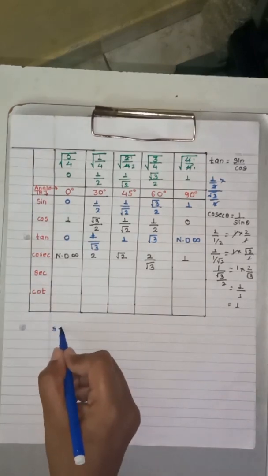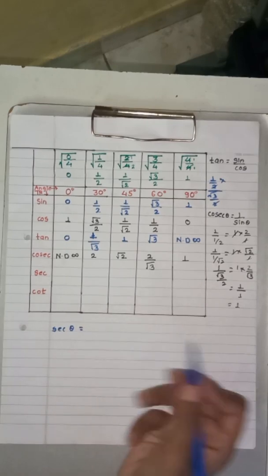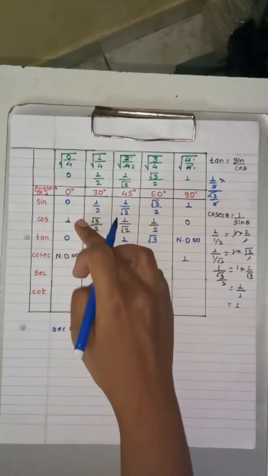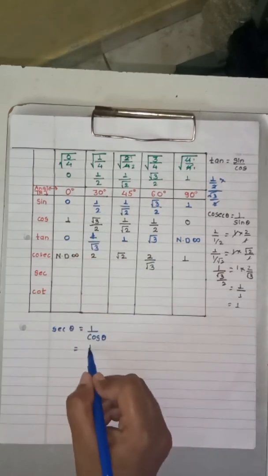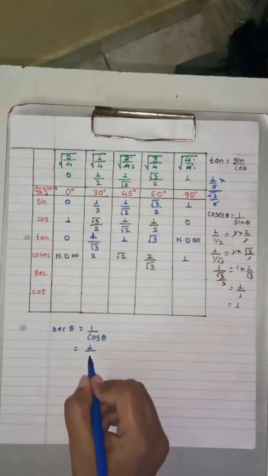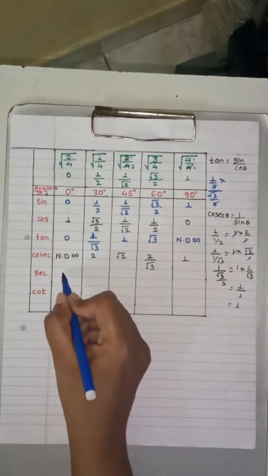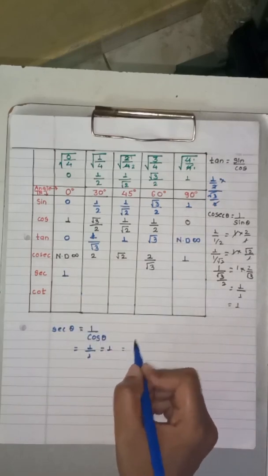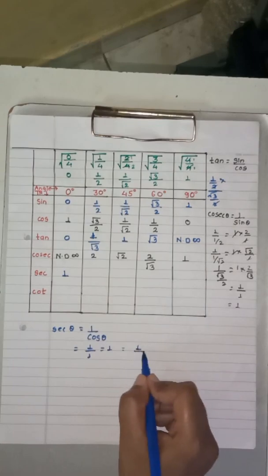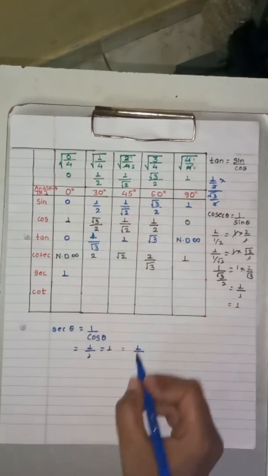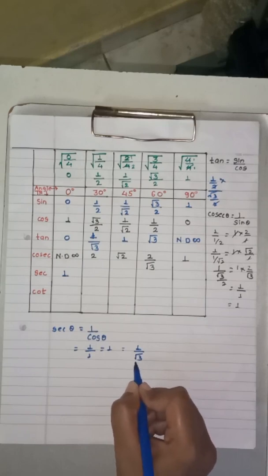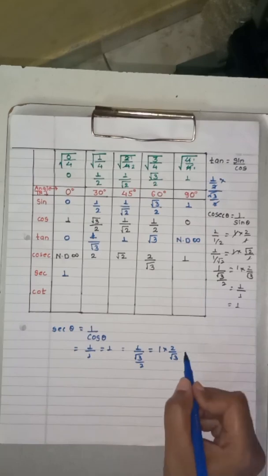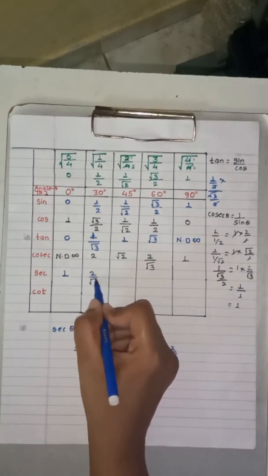Sec theta is equal to 1 upon cos theta, therefore we will put the value for 0. Now cos 0 is 1, so 1 upon cos 0 will be 1, so sec 0 will be 1. After that, sec 30 is 1 upon cos 30. Cos 30 is root 3 upon 2, so that will be equal to 1 into 2 upon root 3. That will be 2 upon root 3.